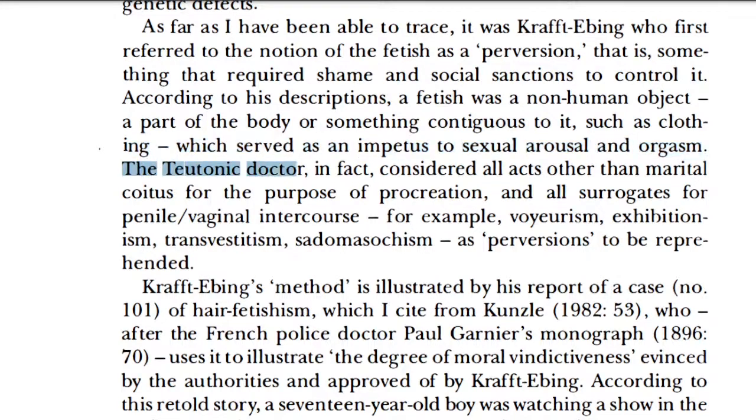The Teutonic doctor, in fact, considered all acts other than marital coitus for the purpose of procreation, and all surrogates for penile-vaginal intercourse, for example voyeurism, exhibitionism, transvestitism, sadomasochism, as perversions to be reprehended.